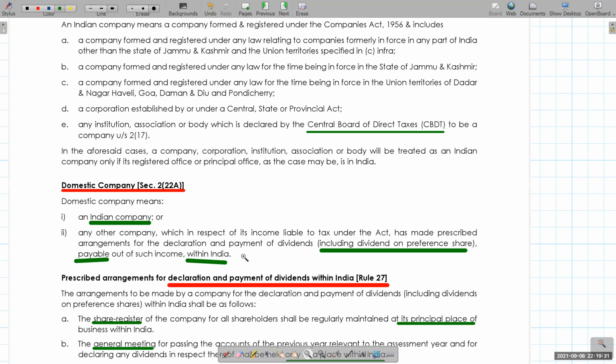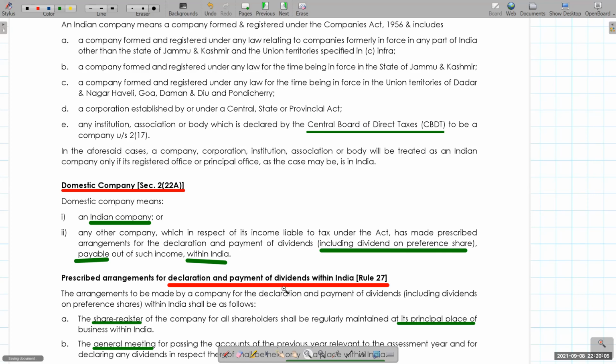For example, one company is not incorporated in India. It is not incorporated under the Companies Act 1956, but it is incorporated under foreign laws. But that particular company is liable to tax under this act, and has made the prescribed arrangement for declaration and payment of dividends. That particular company has arranged to declare and pay dividends out of such income within India. They are paying dividends where? Within India. Okay, so that is one specific rule regarding this.